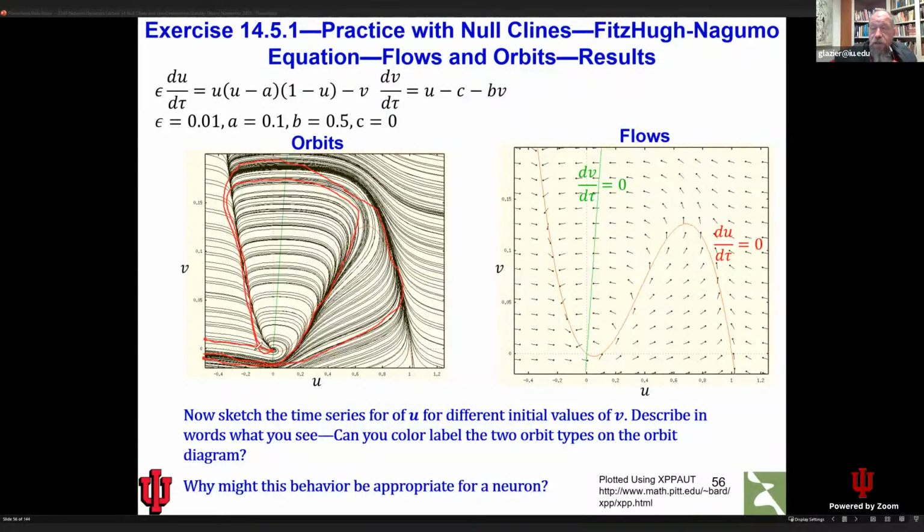So if I start for U equals negative and V positive, I see V goes down, U increases, and I go to 0. Very boring. If I start with U negative and V negative, my U value shoots up, my V value shoots up, and then I come back to 0.